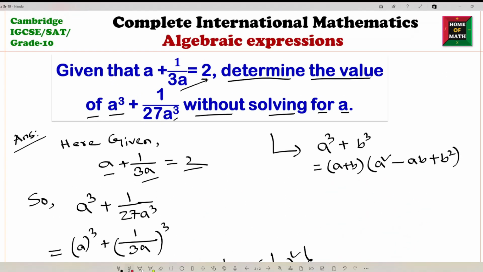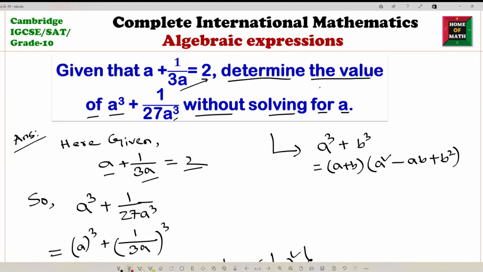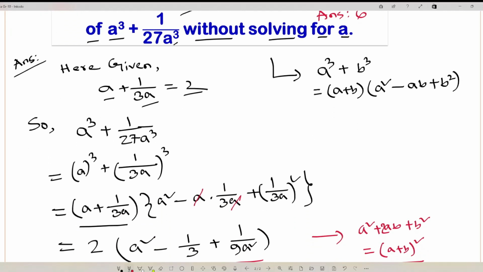So the value of a cube plus 1 by 27a cube, the result is 6. Hope you clear this one. This is very important math. Here we are following two algebraic formulas: one is a cube plus b cube, a factorization formula, and the other is the square formula.